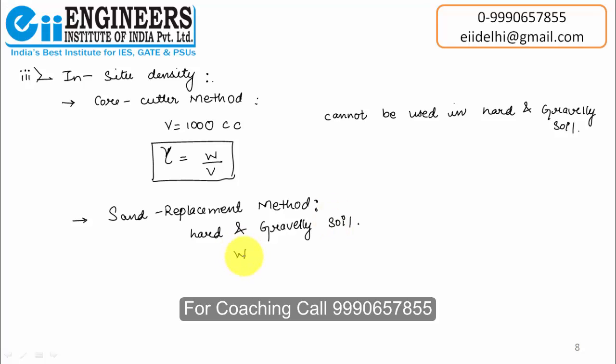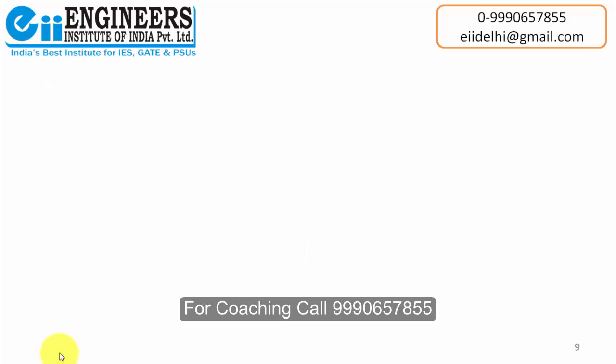W. Then to find the volume of that hole, what we do is we replace the soil with sand. The sand we use is generally Ennore sand. So from that we get the volume of that particular hole and the weight we have already calculated. So we know both the terms, and we can easily get our density as weight by volume.